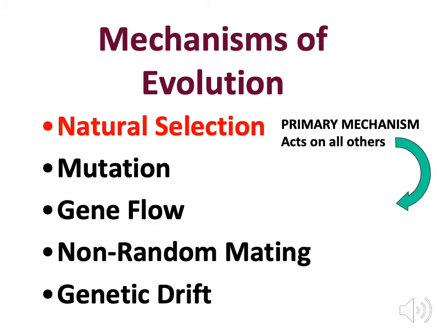So here's our list, and this is where we're going. We mentioned natural selection, the primary mechanism of evolution that in turn acts on all others. We will have a slide on mutation, a slide on gene flow, a slide on non-random mating, and a slide on genetic drift. And you will definitely want to get a handle on each of these 4, as well as being completely and totally certain on what natural selection is all about.